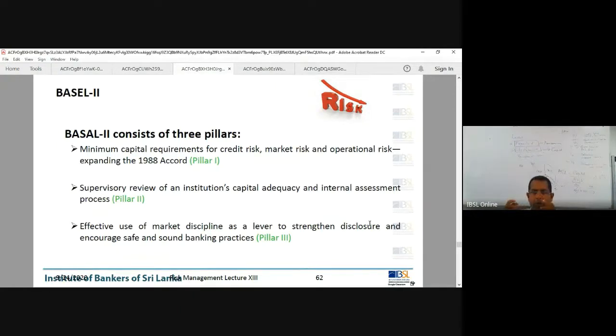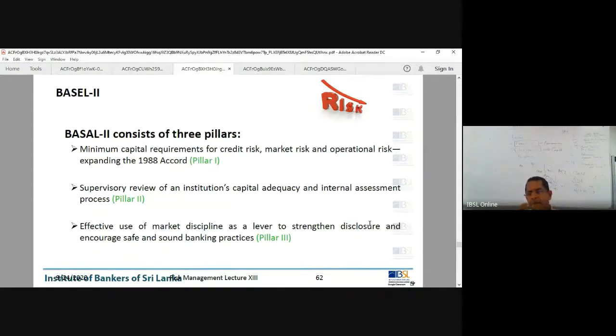Pillar 1 is the minimum capital requirement for credit, market, and operation. Then supervisory review, we need to develop a mechanism to tackle all other risks which are not covered under pillar 1. And the supervisor is our central bank. So they need to evaluate our calculations.